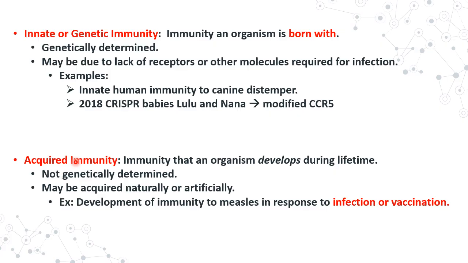You have to be exposed to the pathogen or some foreign substance in order to develop that memory of that substance. So with adaptive or acquired immunity, you need to be exposed to the thing, either by direct infection with the pathogen, or you can also expose your system through vaccination.